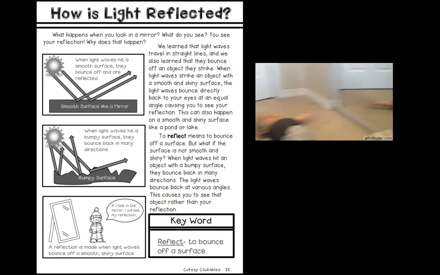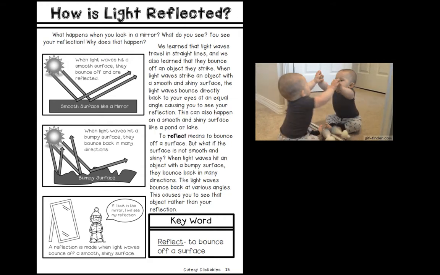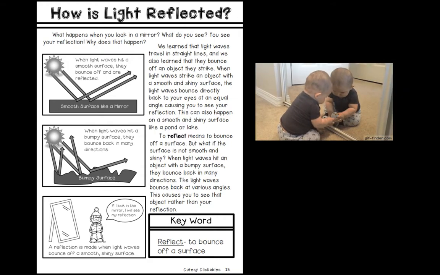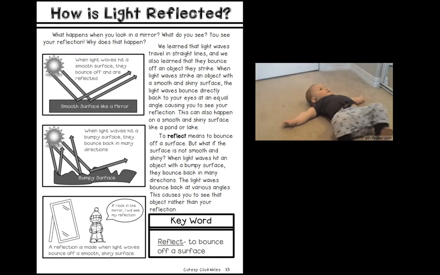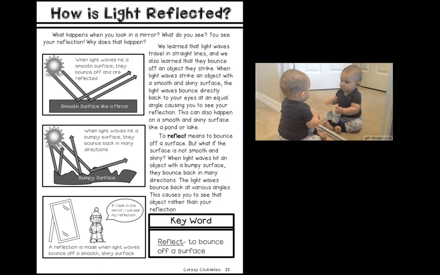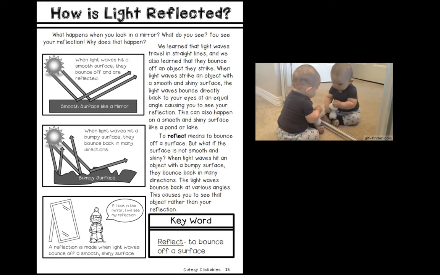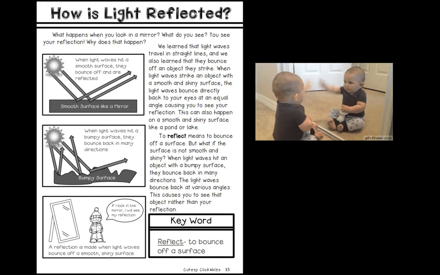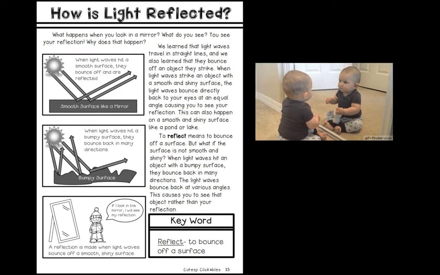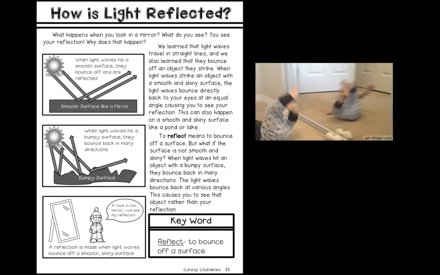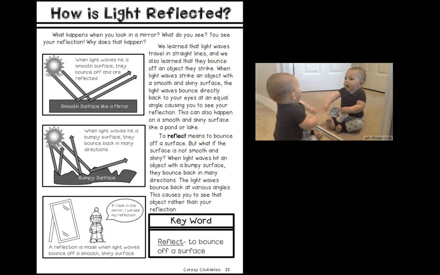To think about what reflect means, it's easy. Reflect means to bounce off of a surface. But if the surface is not smooth and shiny, then you're not going to get the bounce that you were expecting. When a light wave hits an object with a bumpy surface, it bounces back in many different directions. The light waves bounce back at various angles. This causes you to see the object and not your reflection. Such as in the assignment yesterday, it talked about light waves hitting an apple and bouncing off of the apple. It's causing us to see the object, but not our reflection.